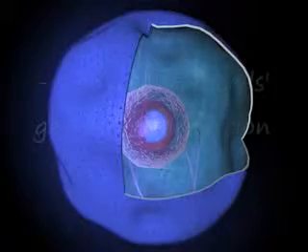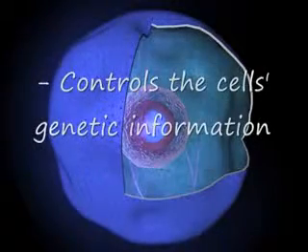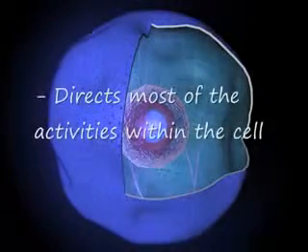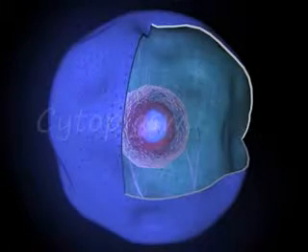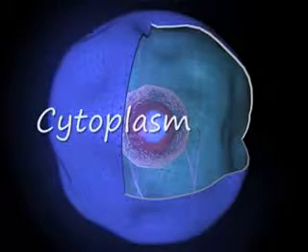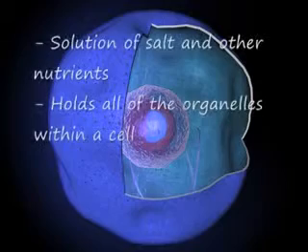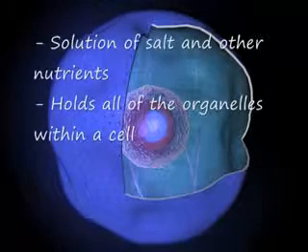At the center of the cell, the nucleus controls the cell's genetic information and directs many of the activities within the cell. The cytoplasm is a solution of salt and other nutrients called cytosol, which holds all of the organelles within a cell.